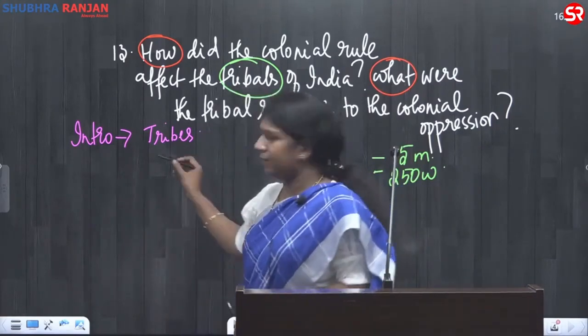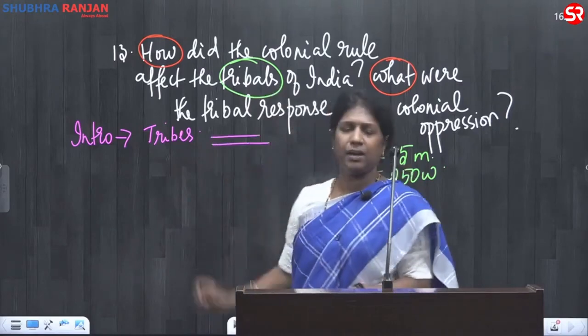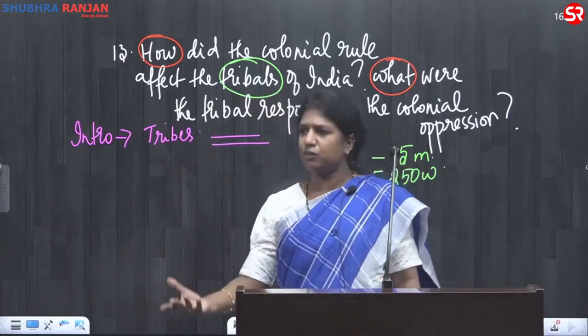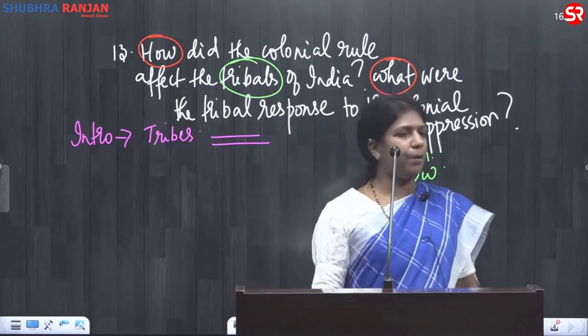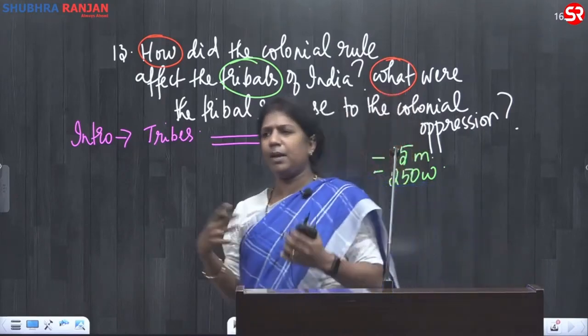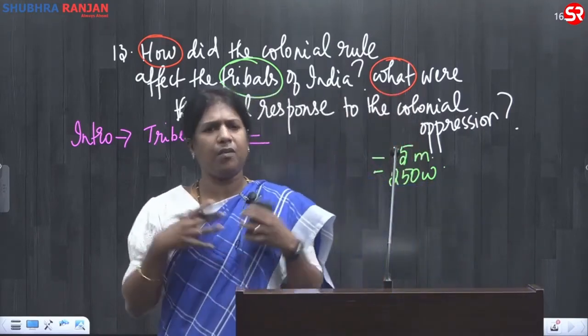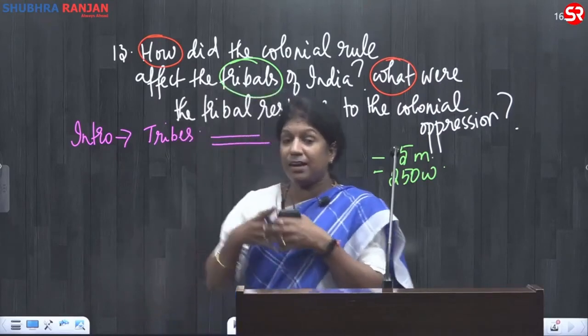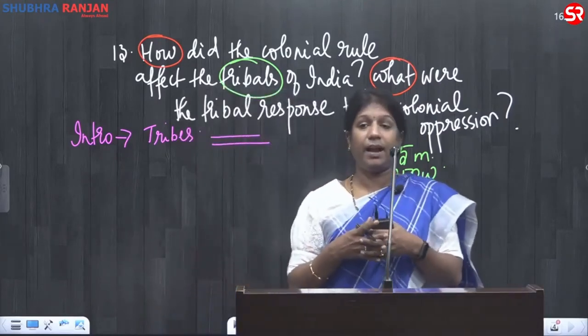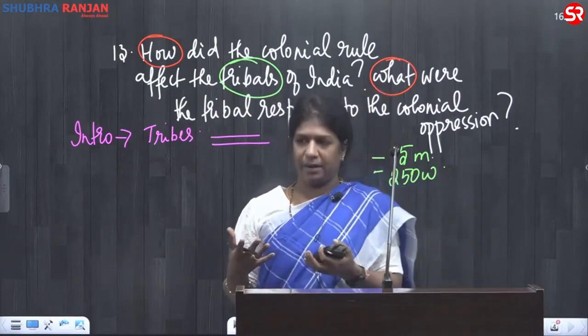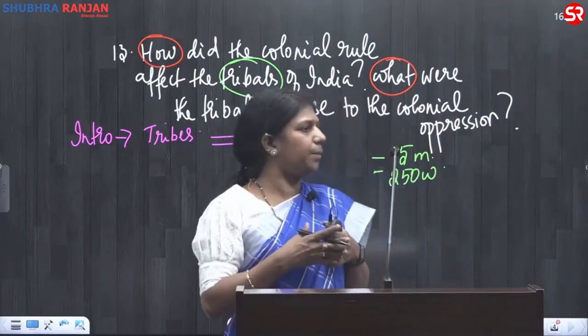So give an introduction of tribes in 2 to 3 lines: natives of the soil, sons of the soil, or indigenous people of the particular land. And tribes are very much connected to what? Very much emotionally connected to the land. You touch their land, they would be so much affected. So that's one thing about the tribe.